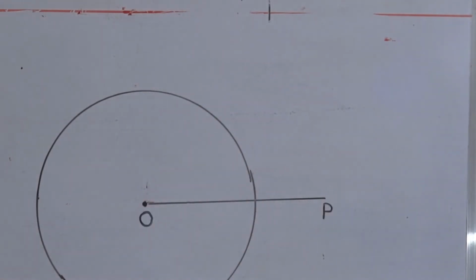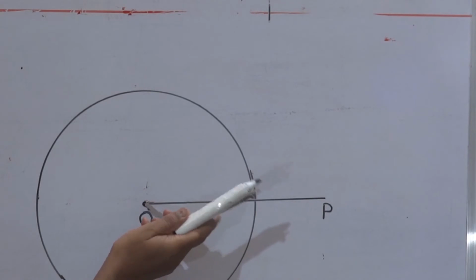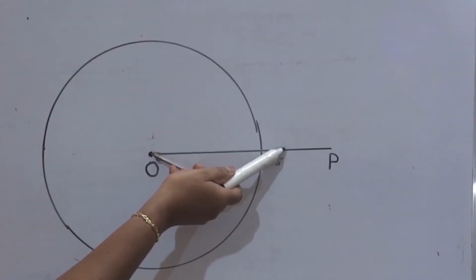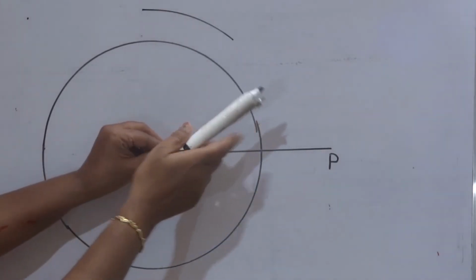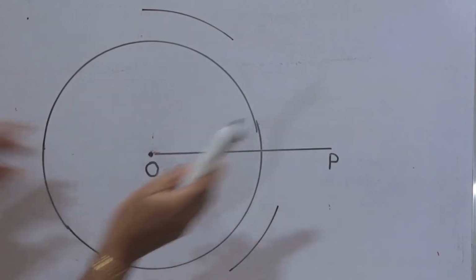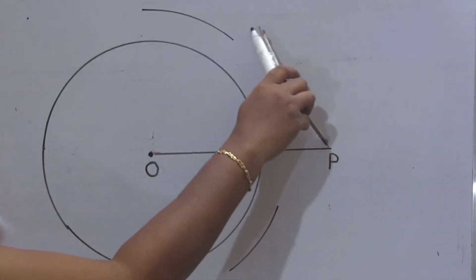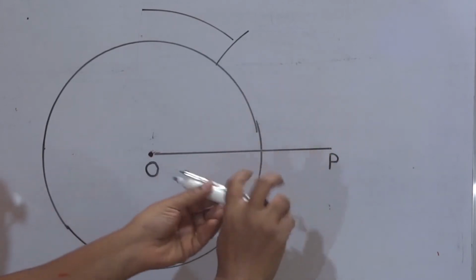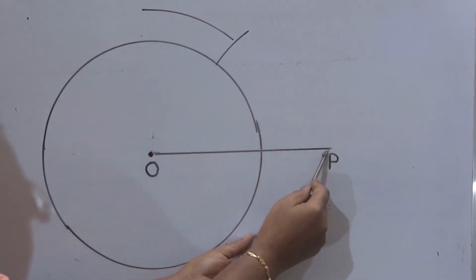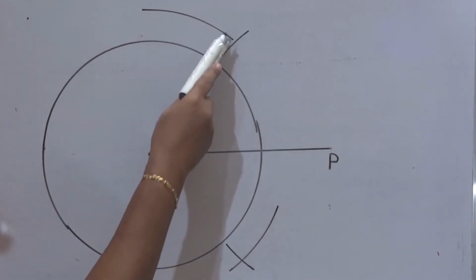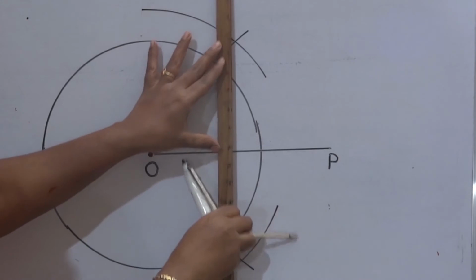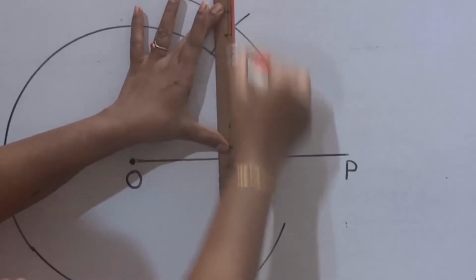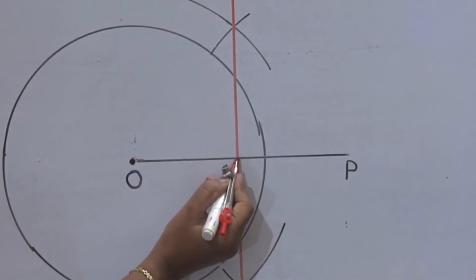To do that, take this compass, take 3/4 length of this distance OP, and make arcs like this above and below this line segment OP. Similarly, do the same procedure from point P also. Now you can join the 2 points of intersection of these arcs. We'll get the midpoint of the line segment.